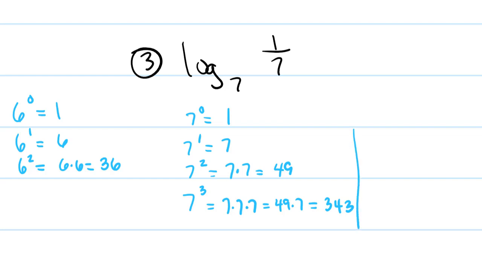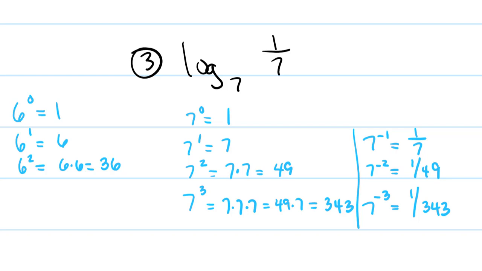Now, if I have 7 to the first power, notice the exponent's positive. If I do 7 to the negative 1, that's going to be 1 over 7. If I have 7 to the negative 2, that's not 49, but 1 over 49. And if I have 7 to the negative 3, what do you think that's going to be? That's right, 1 over 343.